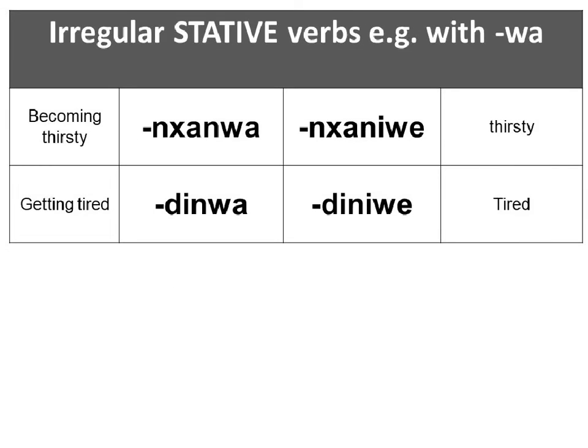There are a few exceptions to that format of ile, and that is words ending on wa, and there are two commonly used ones that are worthwhile looking at. The first one is nganwa, which means thirsty, and again with the a at the end, that means still becoming thirsty. So when you want to ask somebody if they are thirsty, you would use qaniwe, uqaniwe na, and the answer would be ewe, ndiqaniwe, I am thirsty.